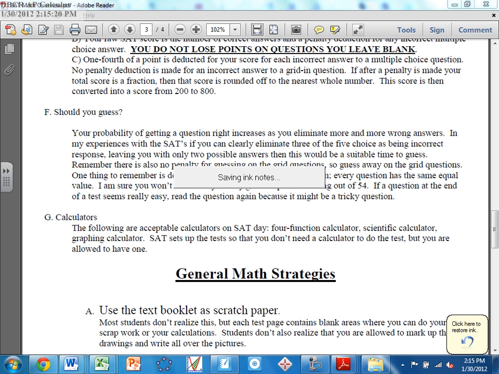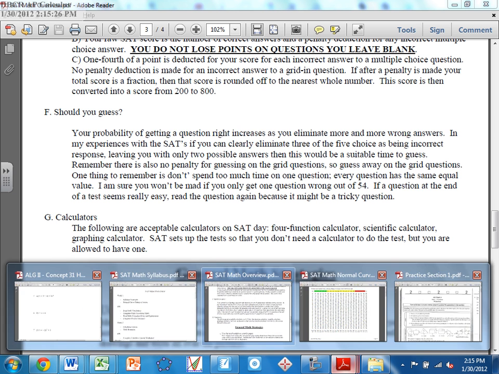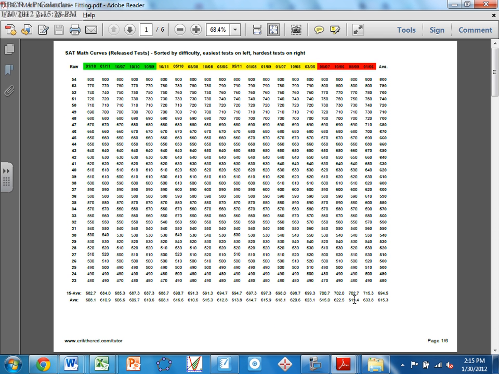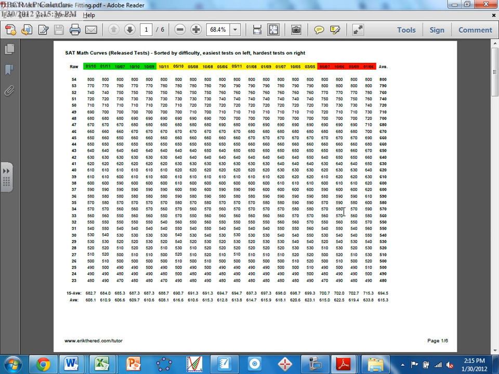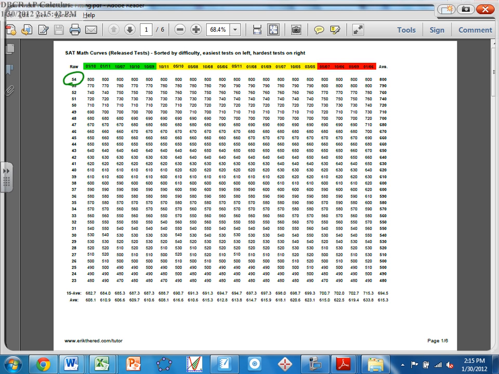Now, in order to segue into what we're going to do in a minute, I'm going to show you the actual conversion now. So if we look at our conversion scale, and this is a document that the same website provided, ericthered.com/tutor, you can see that at the bottom of the page. What this person did for us was nicely take a look at raw scores. And you'll notice that the top raw score is, as we said, 54 points. Notice, if you get 54 of 54, your score is 800, no matter when you took this test.